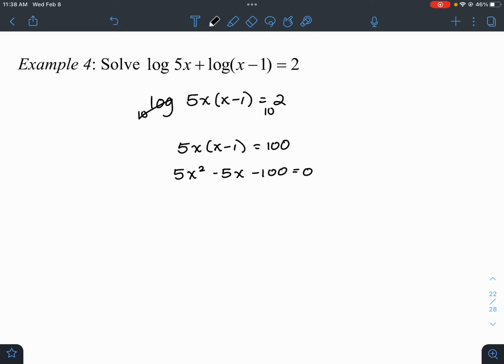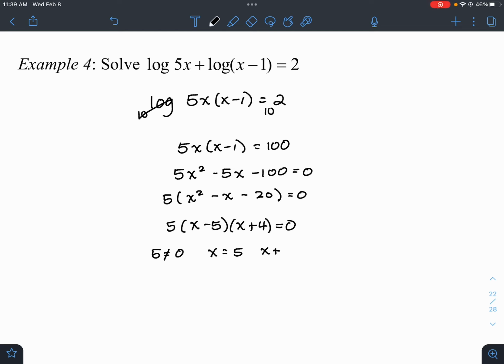All right, I notice I can factor out a 5, so I'm going to do that to make my life just slightly easier. So then when we factor this, we get (x minus 5) times (x plus 4). The 5 equals 0 doesn't work. We end up with x is 5, and we end up with x equals negative 4.